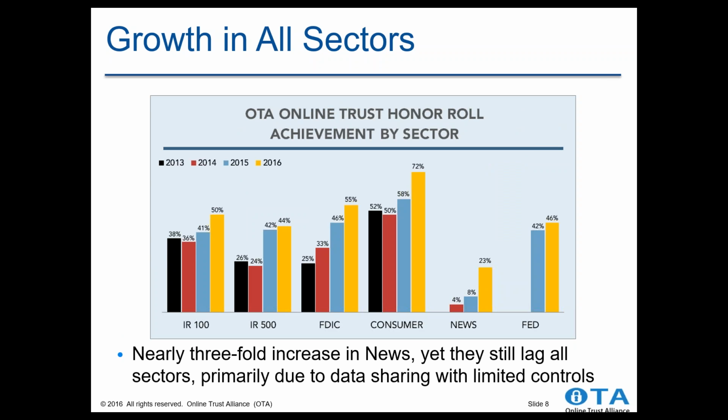And we can see here the internet retailers, the top 100 were 50%, top 500 combined was 44%, banking sites now surpassed 55%, and the consumer services really pegged it up at 72%, whereas we saw a decline, not a decline, in the news segment, 23%. But what's important to note there is while they are 1/2 of, for example, the banking sites or 1/3 of consumer sites, they've grown exponentially from 4% 2 years ago, doubled last year, to almost a 3-fold increase. So great news there as well in achievement in all categories in the growth.